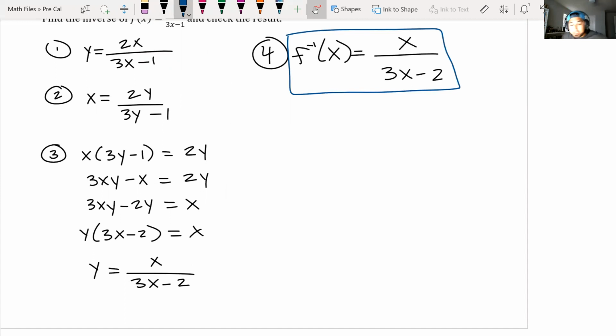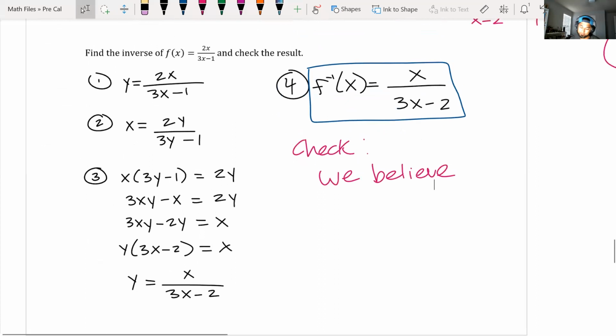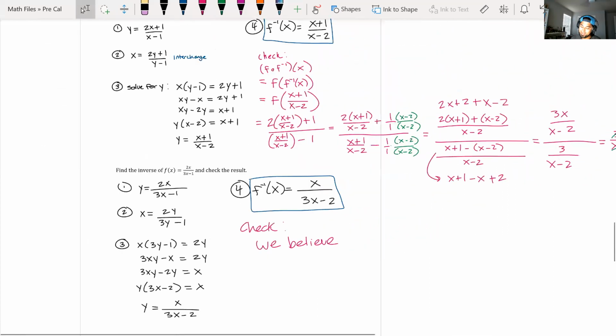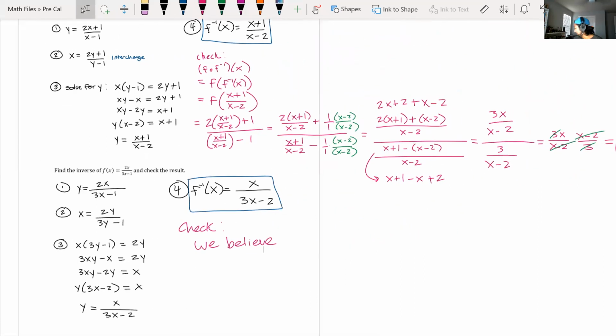And do we believe in our work or do we want to check this? I believe in my work. We good? Yeah, we're good. My faith is strong in this one. We believe. Perfect. All right. Any questions on this page?